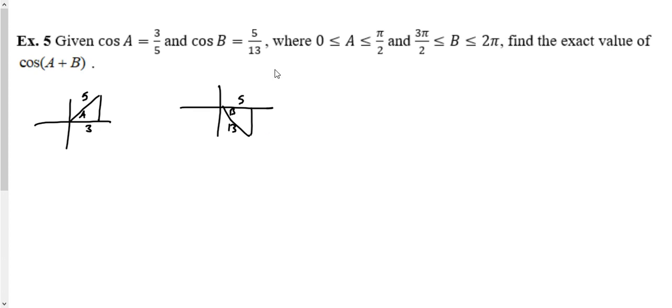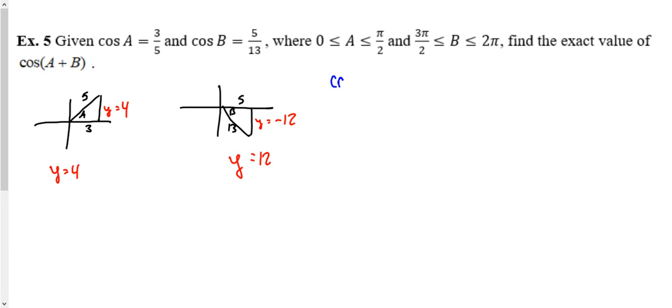So running Pythagoras for both, I'm just going to call that missing side there, let's call it y and y. We're going to have two different y values. Running Pythagoras on this triangle here on the left, y here is going to equal 4. Over here on the right, running Pythagoras, y here is equal to 12. So I'm going to write negative 12 here because we're going down for this one here, and everything else should be good. Find the exact value of cos A plus B. So let's find that.